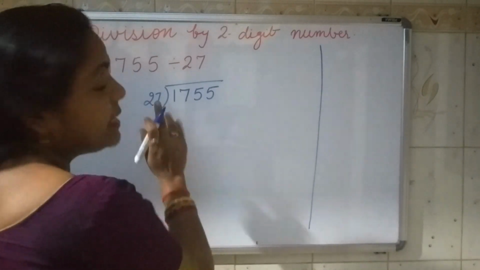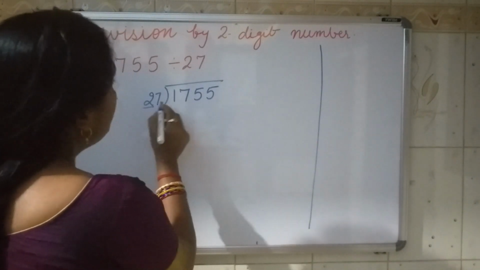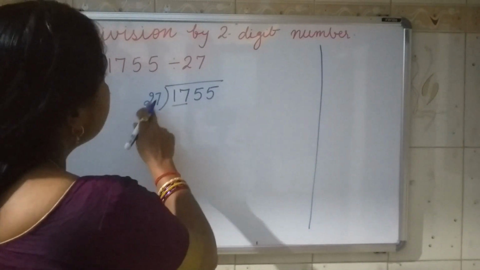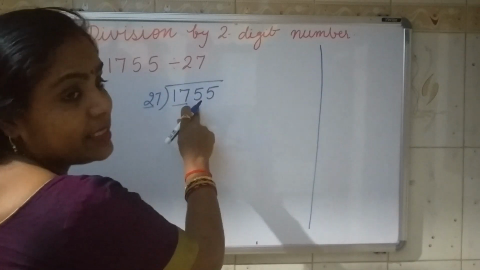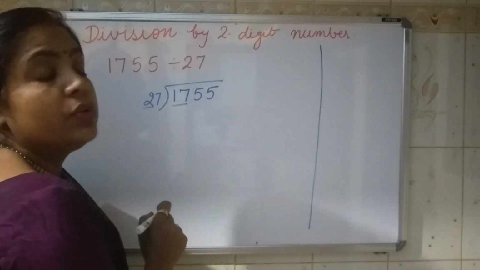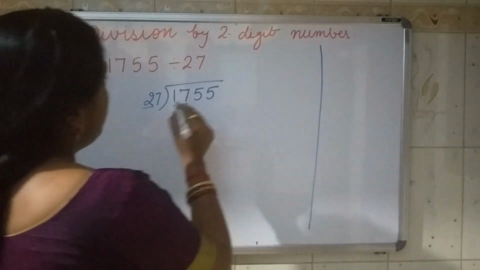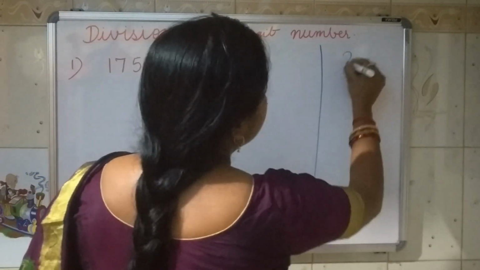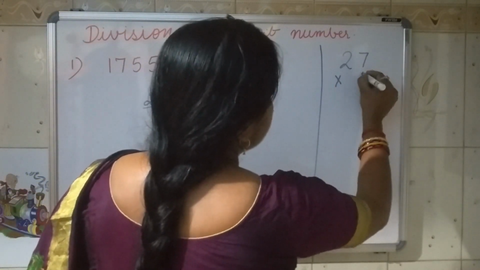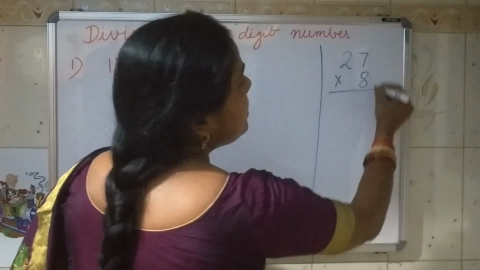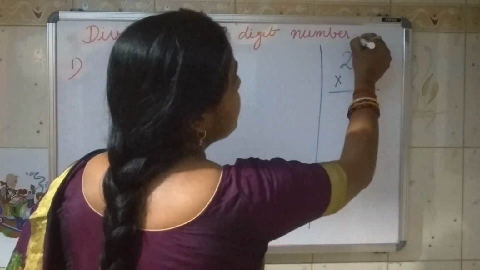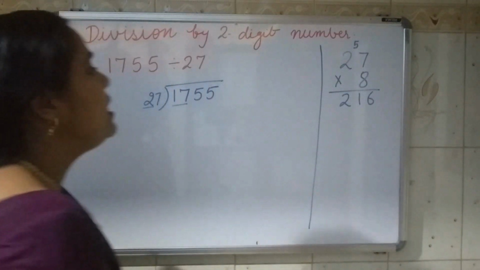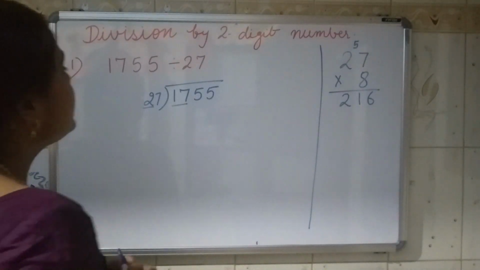27, we do not know the table of 27, so we will read the table of 2 till we get a number less than 17. 1 is not divisible by 2, so we will take 2 digits, 17. Now 2 6s are 12, 2 7s are 14 and 2 8s are 16. Let's see 27 multiplied by 8. 7 8s are 56, 8 2s are 16 and 5 is 21. It is 216, which is more than 175.